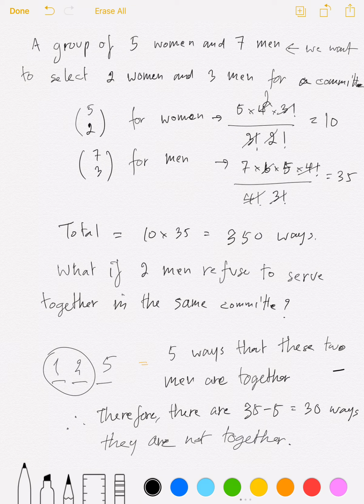And if we multiply that with the women's 10, there are 300 ways that we can select 2 women and 3 men, where 2 men are enemies and don't want to serve together.